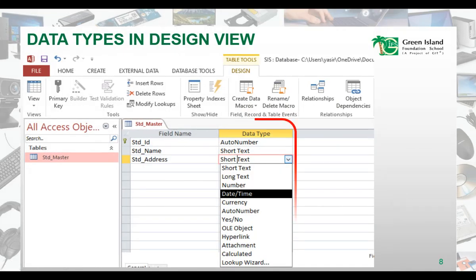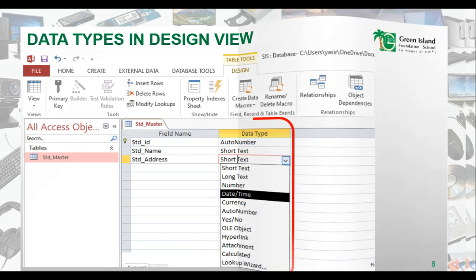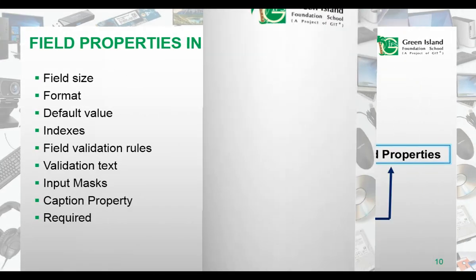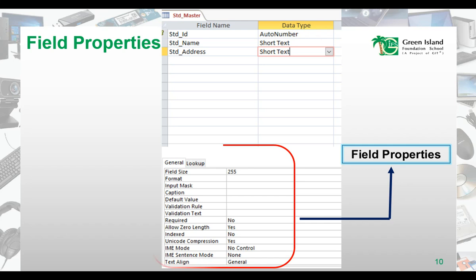Now, while you enter, you will find this option over here. While you are creating a database, you will find all these data types. You select accordingly whatever you want to give. At the same time, you are going to give field properties. There are a number of fields available there. And now, once you have created your data types, you have to select your field properties.